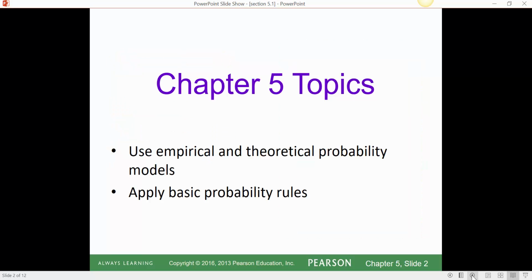Some chapter 5 topics that we're going to look at: we want to be able to use empirical and theoretical probability models. An empirical probability can also be called experimental probability, right? And we're going to talk about both of those in this section. Also in chapter 5, we want to be able to apply basic probability rules, so that we can make some probability calculations.